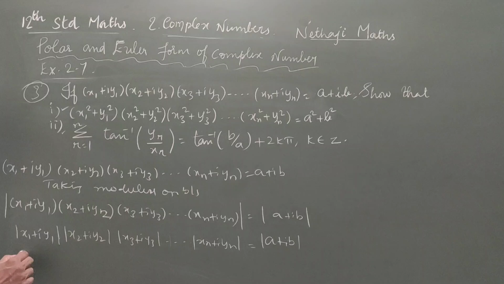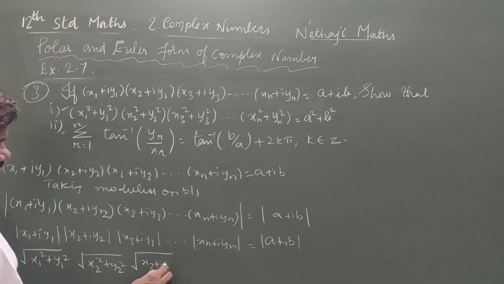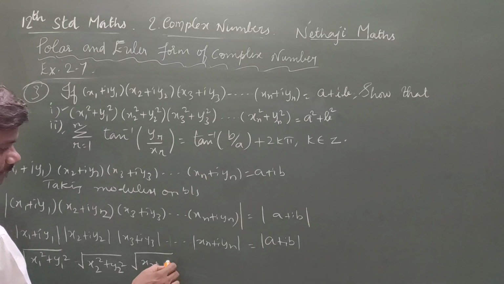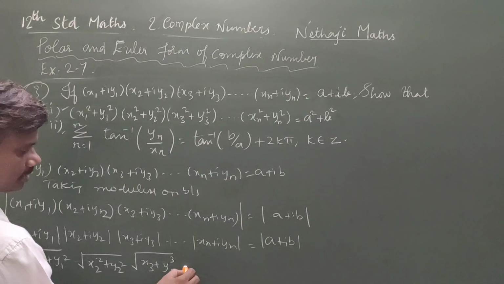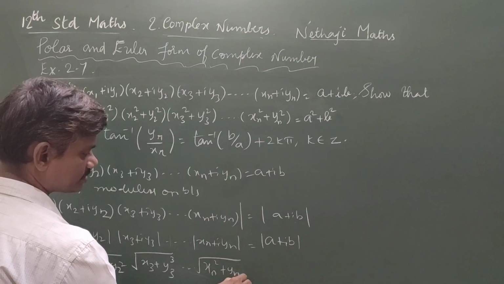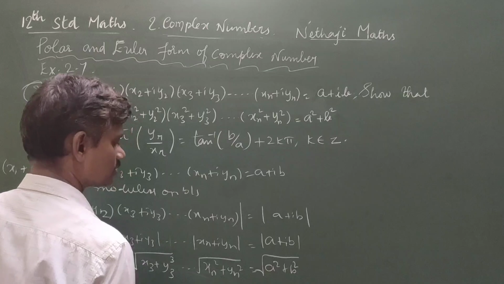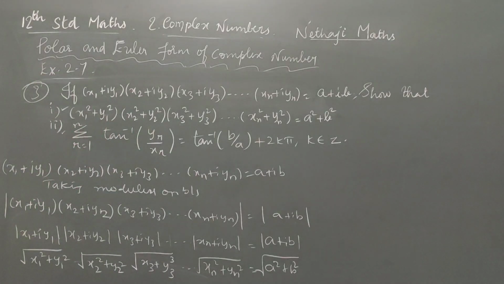Modulus means the root of real part square plus imaginary part square. So root of (x1² + y1²) into root of (x2² + y2²) into root of (x3² + y3²) up to root of (xn² + yn²) equal to root of (a² + b²), with everything inside the root.